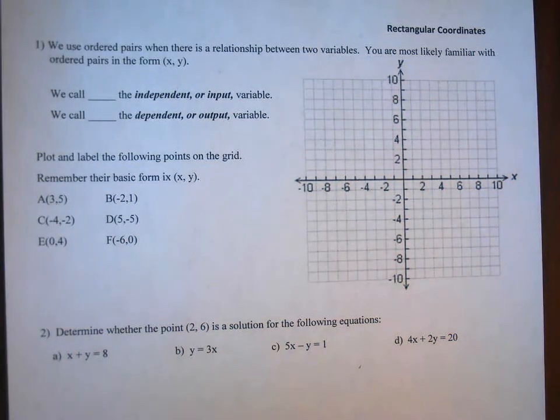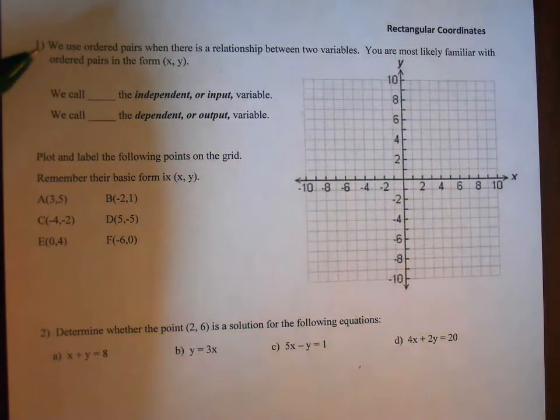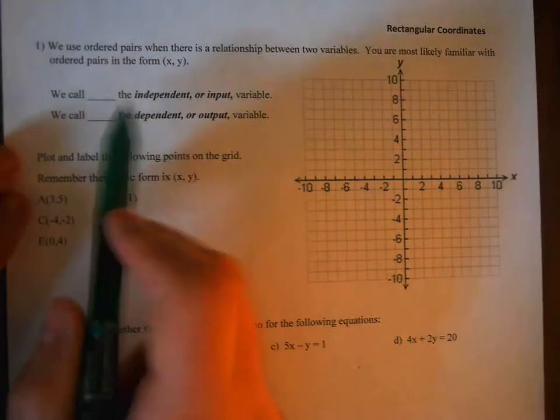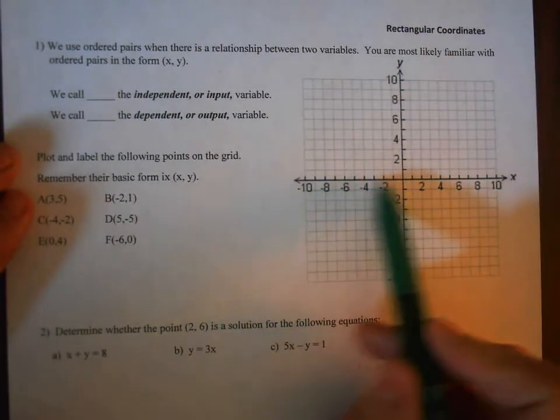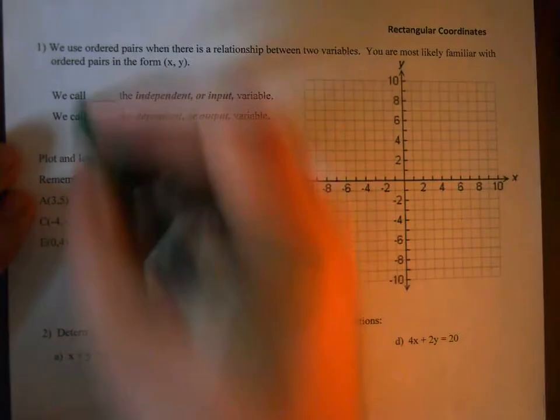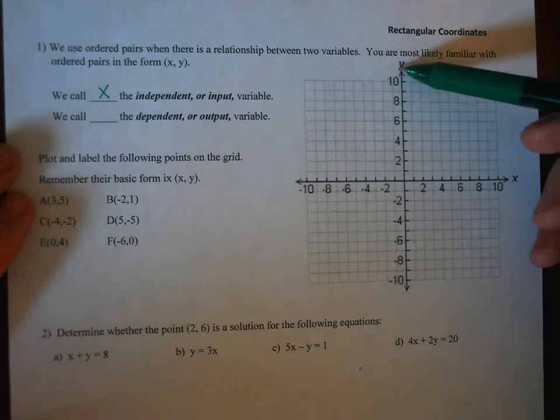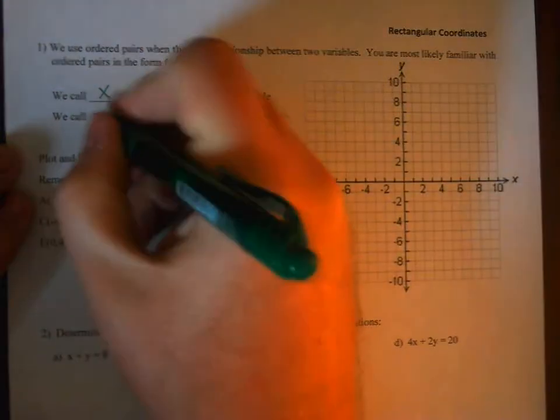Okay, so here we're going to look at plotting points. We use ordered pairs when there's a relationship between two variables. You're most likely familiar with ordered pairs of the form (x, y). We call what the independent or input variable? Well, that's your horizontal variable, which is x. And then the dependent variable or the output variable is your vertical, which is y.